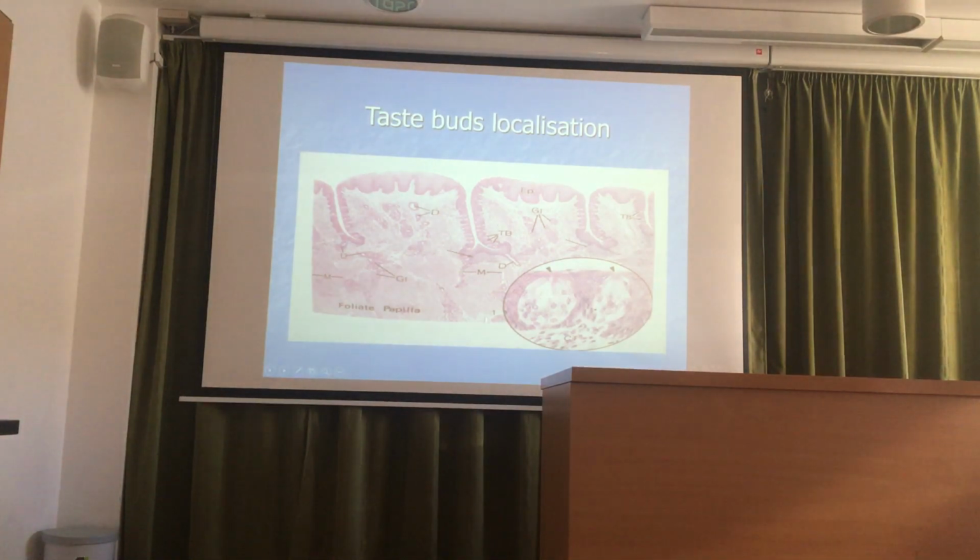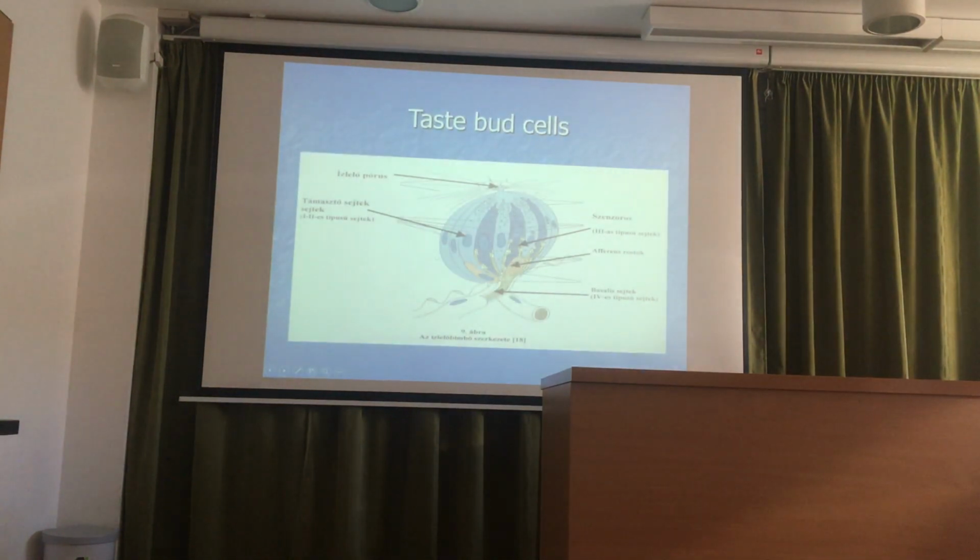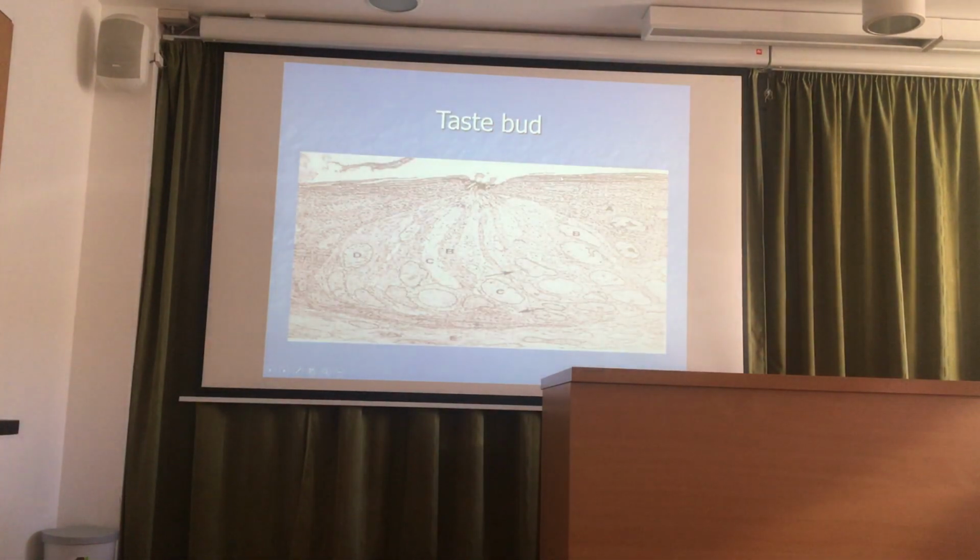Some taste buds. Here also you can see the dark cells and the light cells. Taste buds in the fungiform papillae, and this is the taste bud. If you see the histological cross-section of the taste buds, it's also visible, the dark cells and the light cells. The B is the dark cells, C is the light cells, and there will be the type four basal cells.